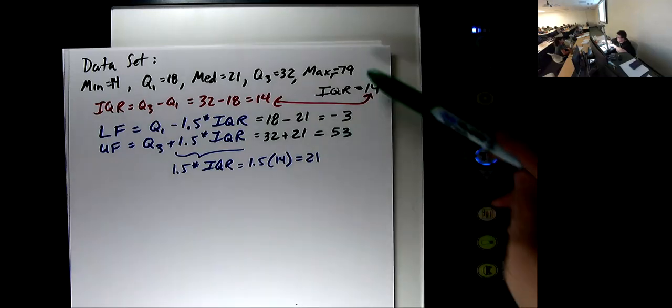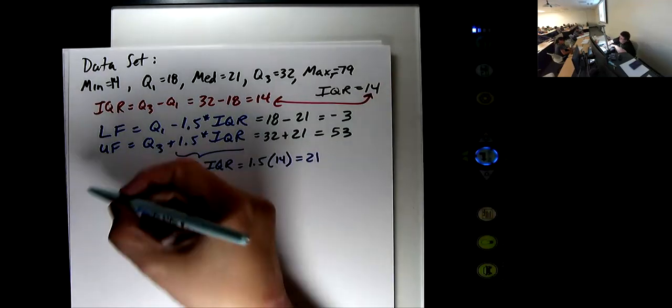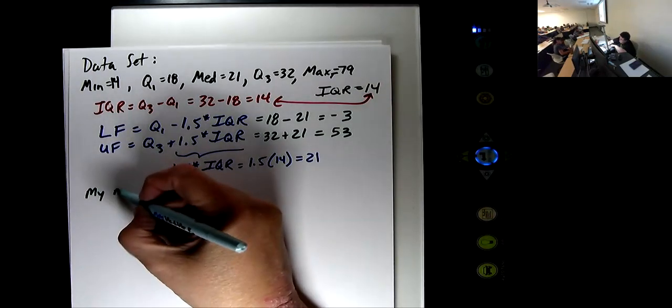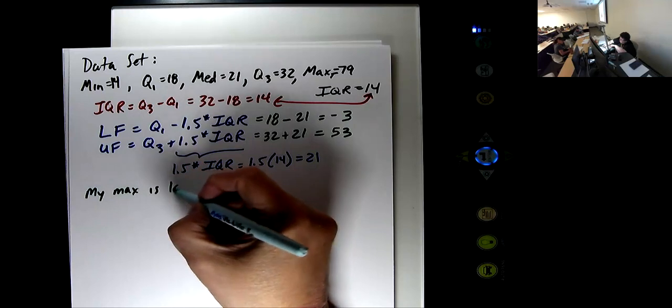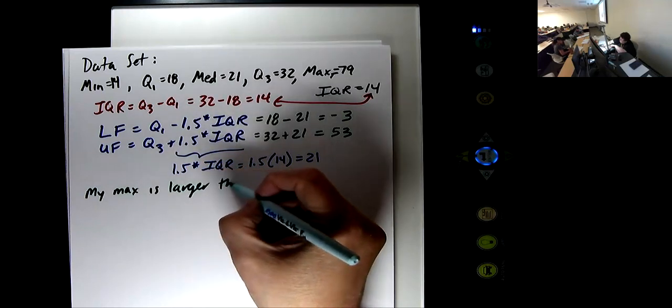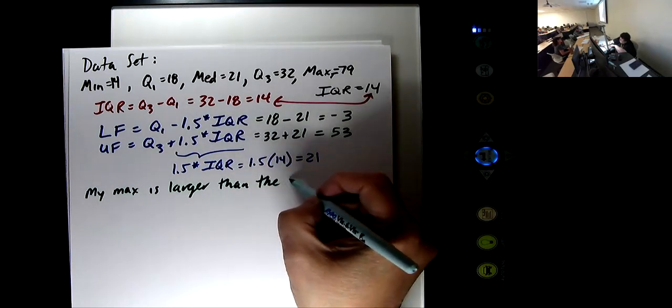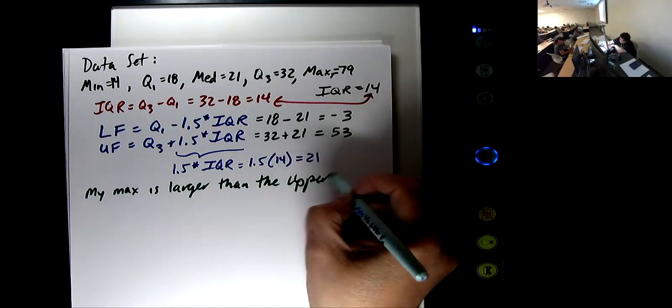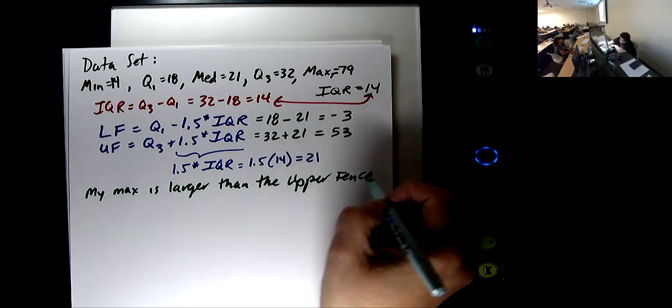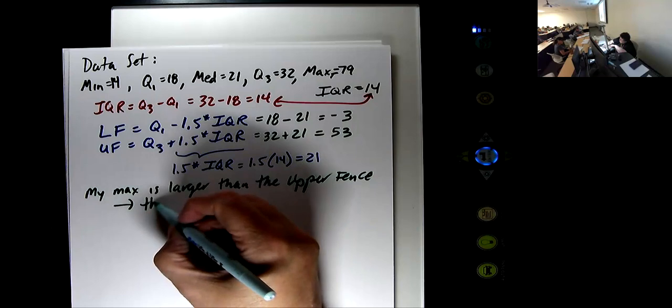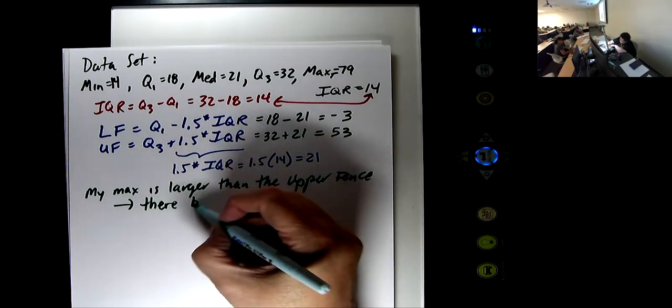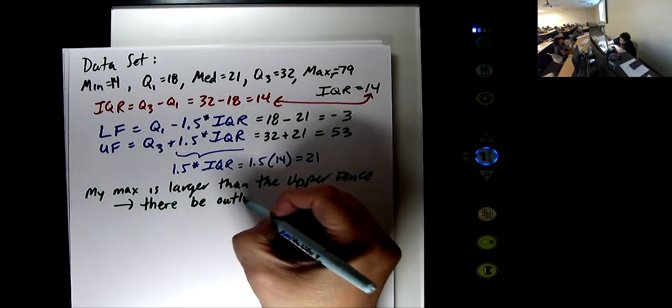My max is larger than the upper fence, which means there's gonna be outliers. There be outliers. Yar.